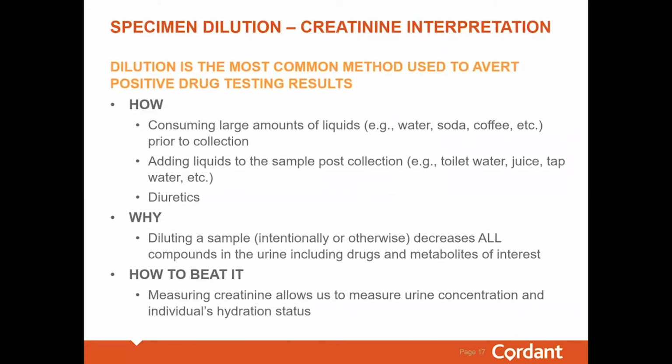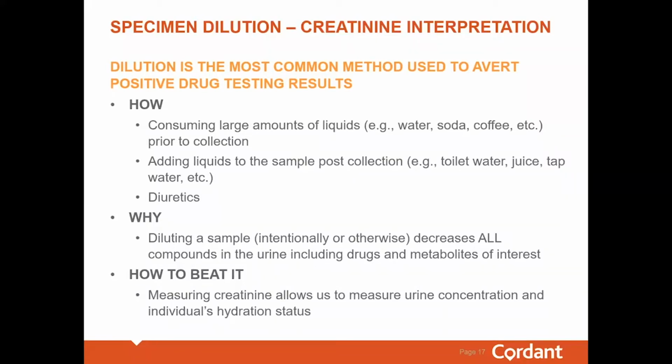Dilution is the most common method used to avert positive drug testing result. And why is that? Well, it's because it works, but we have tools to combat that. How is this done? By consuming large amounts of liquids, i.e. water, soda, coffee, prior to collection. This is normally about 2 or more quarts in the 1 to 2 hours prior to collection.